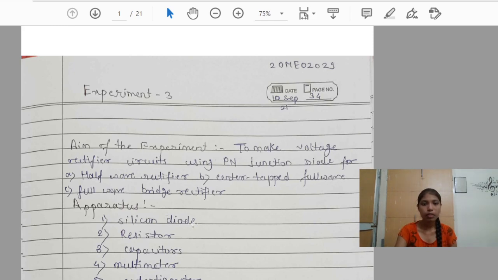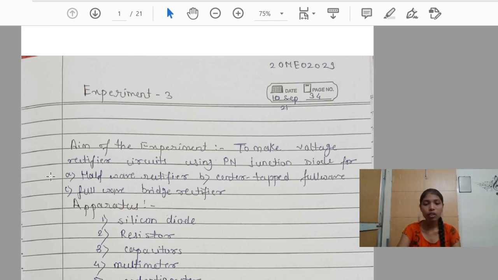The aim of the experiment is to make a voltage rectifier circuit using a PN junction diode for a half wave rectifier, center tap full wave rectifier, and bridge rectifier. These are the apparatus: resistor, capacitor, multimeter, voltmeter, transformer, silicon diode.